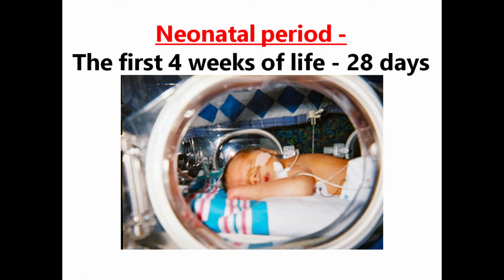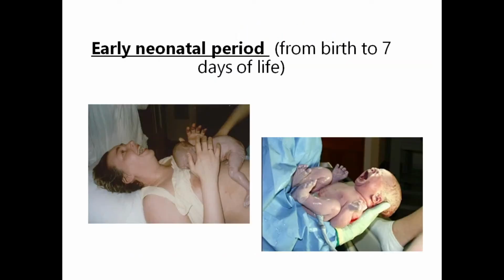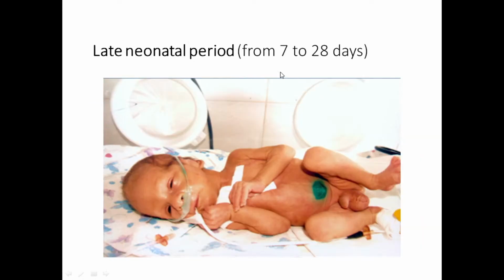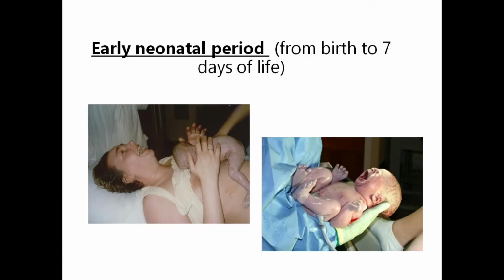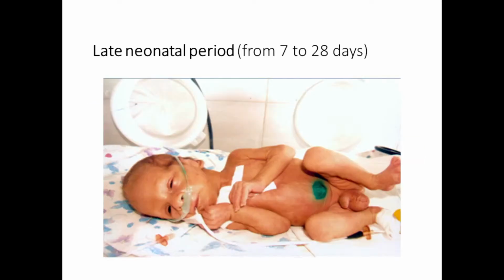Neonatal period is the first 4 weeks of life. We have early and late neonatal periods. Early neonatal period is from birth to 7 days of life. Late neonatal period is from the 7th day to 28 days of life. Once again, neonatal period is 28 days. Early neonatal period is the first 7 days of life. Late neonatal period is from 7 to 28 days.